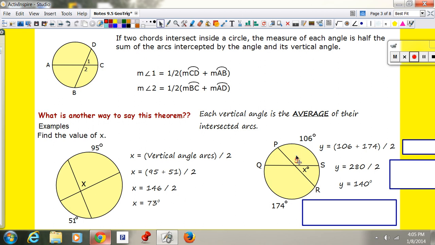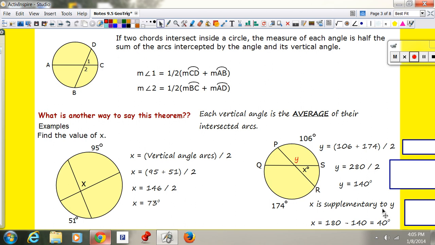Now this 140 plus this x makes a straight line. X and y are a linear pair. Since they're a linear pair, that means they're supplementary. 180 minus 140, x is going to be 40 degrees. So this is going to be a 40-degree angle there, this angle x. Moving on.